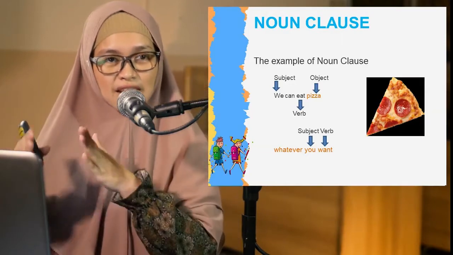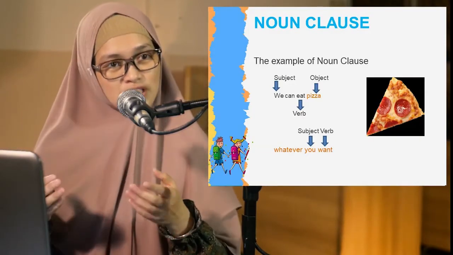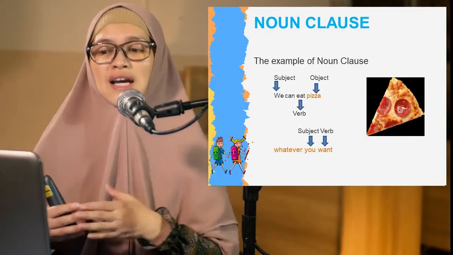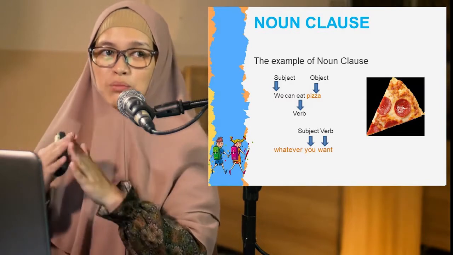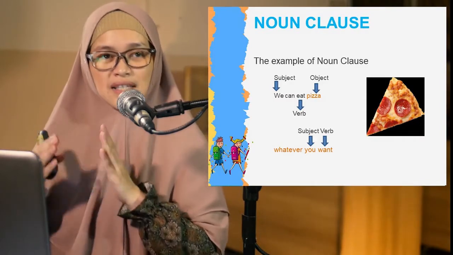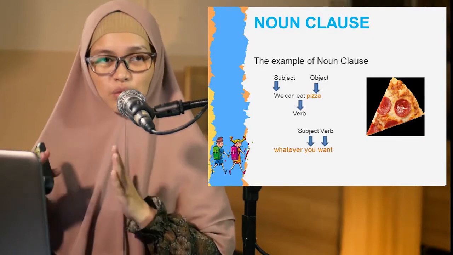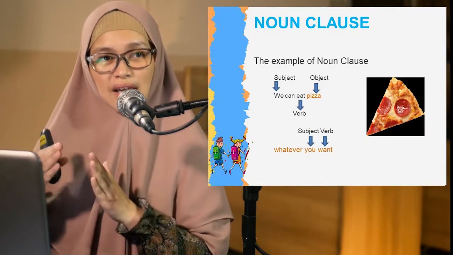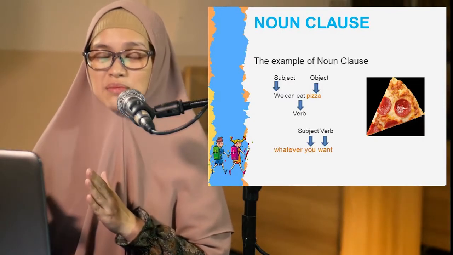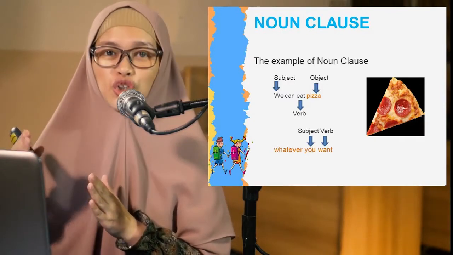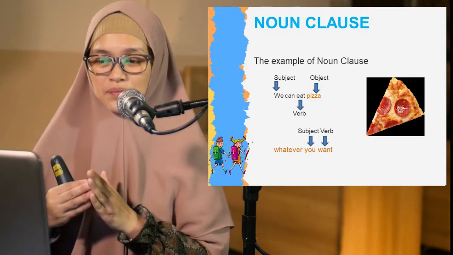We can see here that we is a subject, eat, of course, is a verb, can is a modal. The pizza is an object. The object here can be modified by saying whatever you want. After whatever, we have another subject and verb. Which one is the subject? Yes, you is the subject and want is the verb.